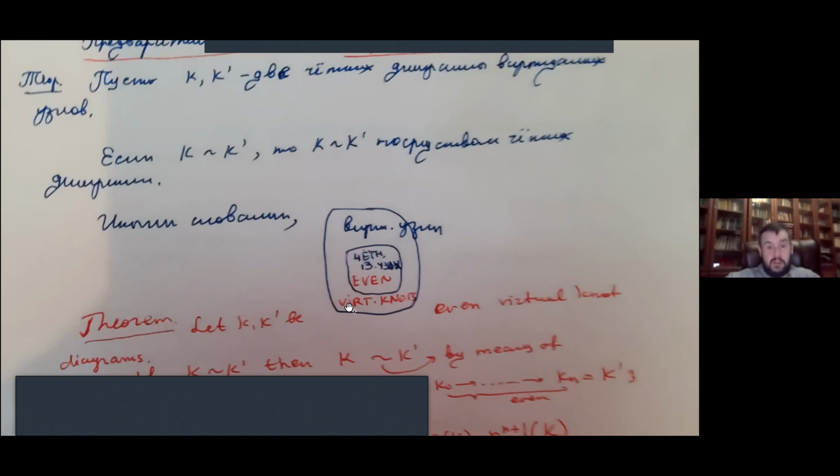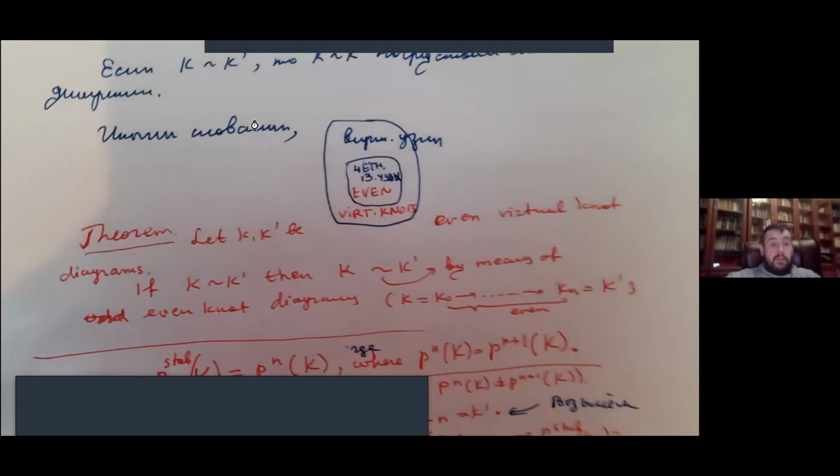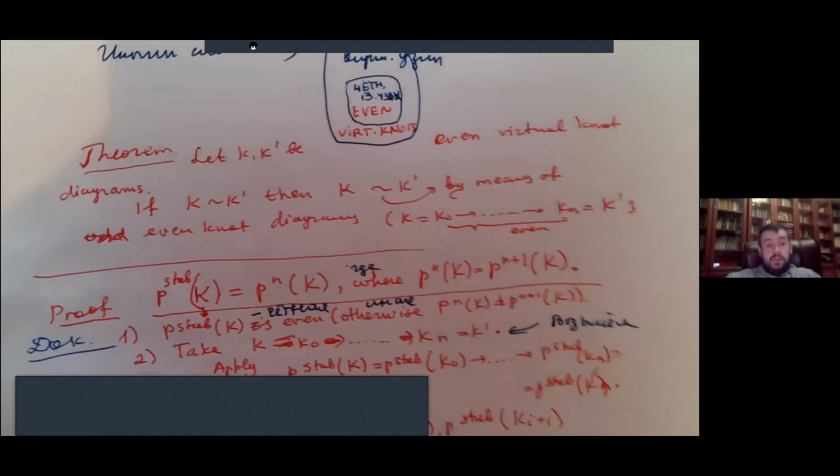This means that virtual knots have a proper subset consisting of even virtual knots, and the same for free knots. And so the proof is almost straightforward.